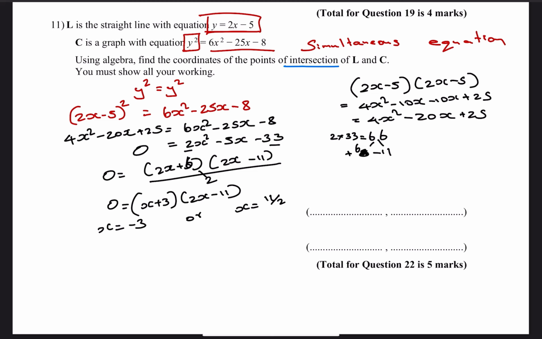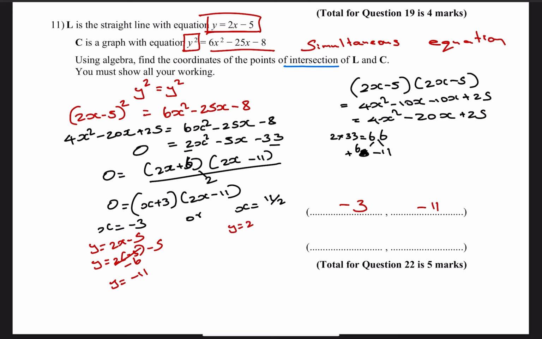Next one. I want the y value as well, remember. So what's the formula? Y equals 2x minus 5. 2 times minus 3 minus 5. 2 times minus 3 is minus 6. Y equals minus 6 minus 5, which is minus 11. So I know one of my answers. If they want it like a coordinate, just put minus 3 comma y is minus 11.